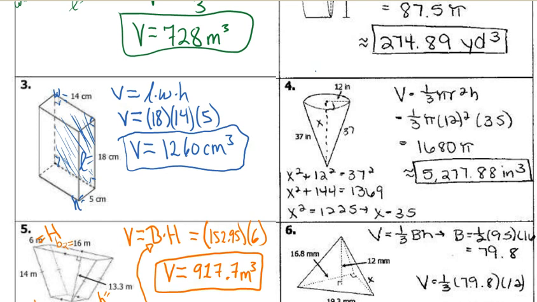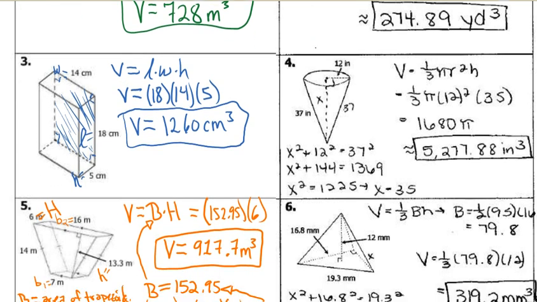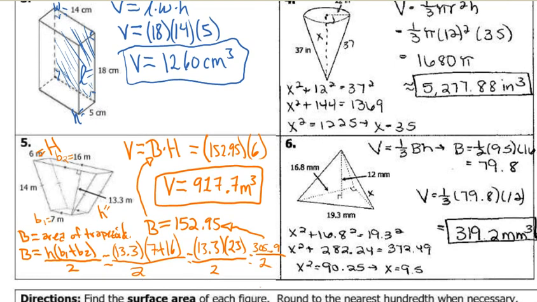Now the one next to it, we have x squared plus 12 squared equals 37 squared. Sometimes we have to use the Pythagorean theorem just to find the missing side. Right here, it doesn't give the height, so that's how you find it. We're going to do some more with the Pythagorean theorem as well.